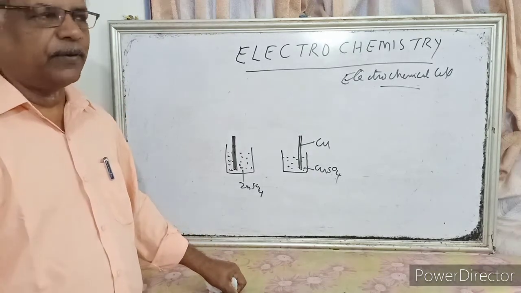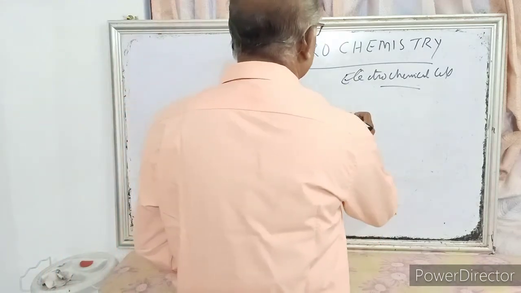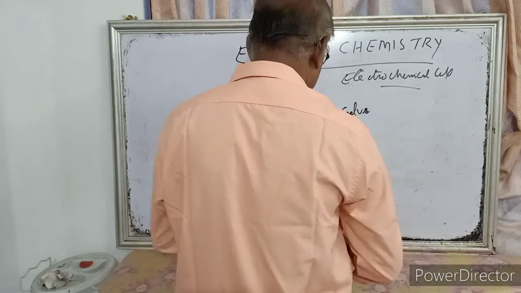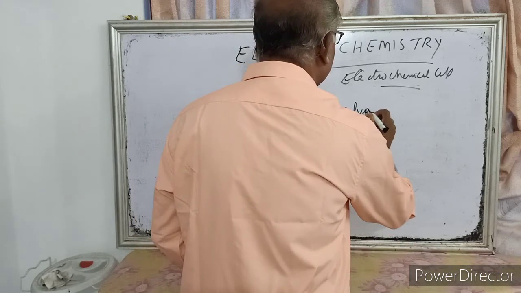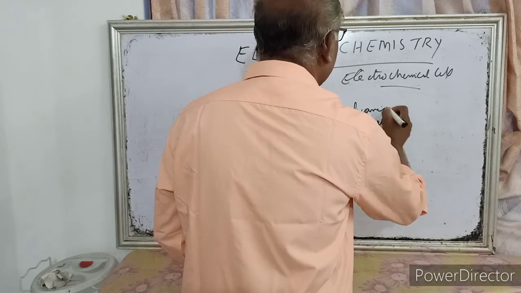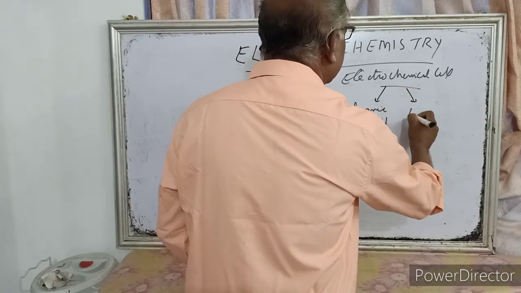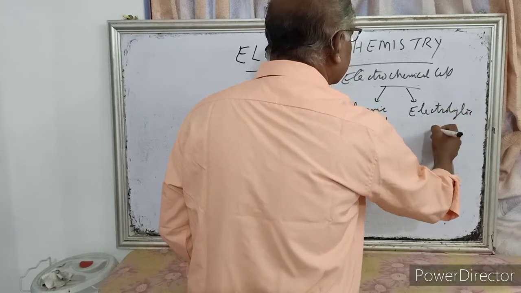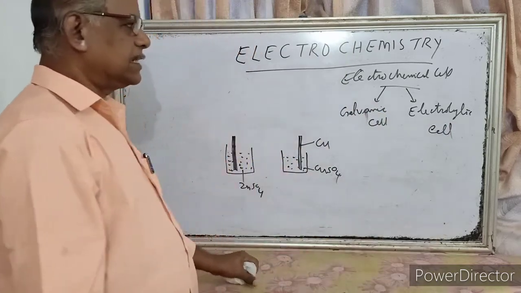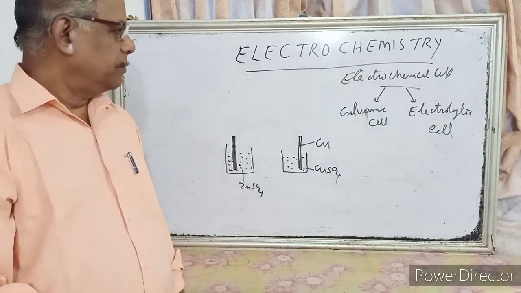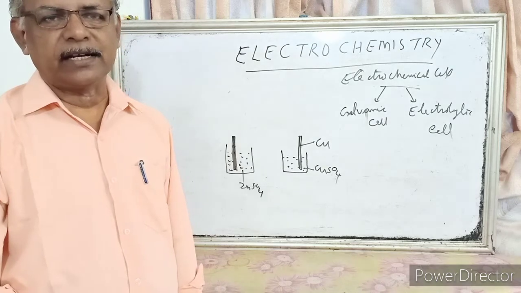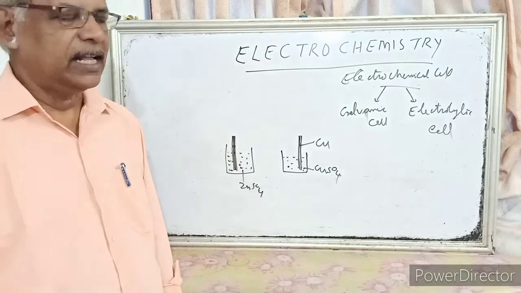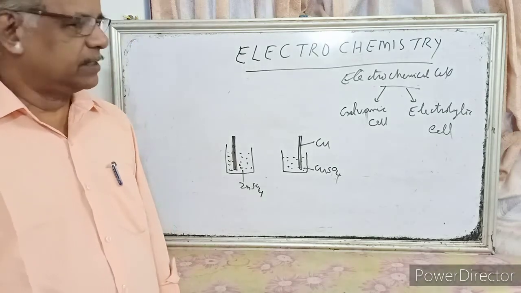Now electrochemical cells are divided into two types. One is galvanic cell, and the other is electrolytic cell. Electrochemical cells are the cells which produce electricity or consume electricity during the reaction. They are classified into two types. One is galvanic cell and the other is called electrolytic cell.